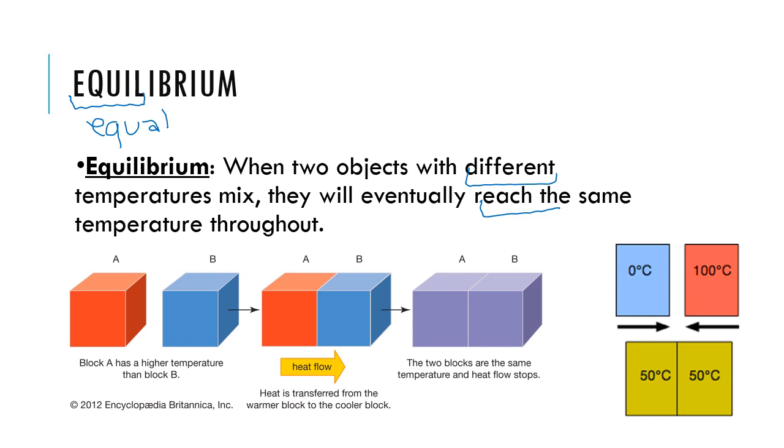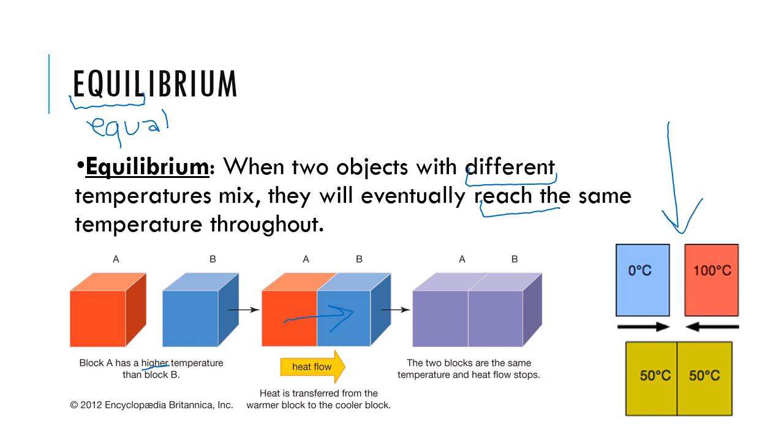So we can see what's happening here. If we have block A at a higher temperature, or hotter than block B, and we put both of them together, heat is going to flow which direction? Always hot to cold, until both of those blocks are around the same temperature.